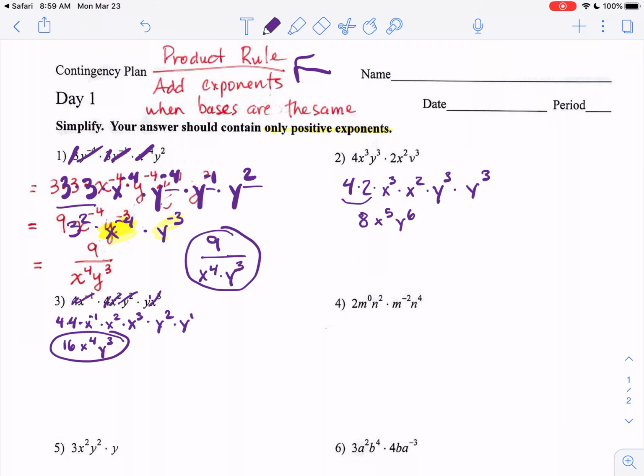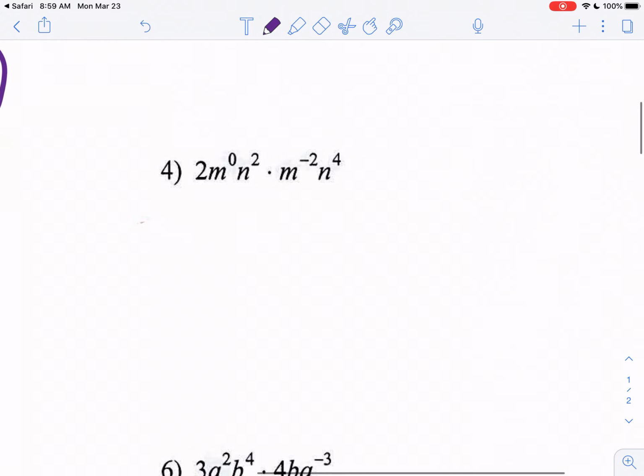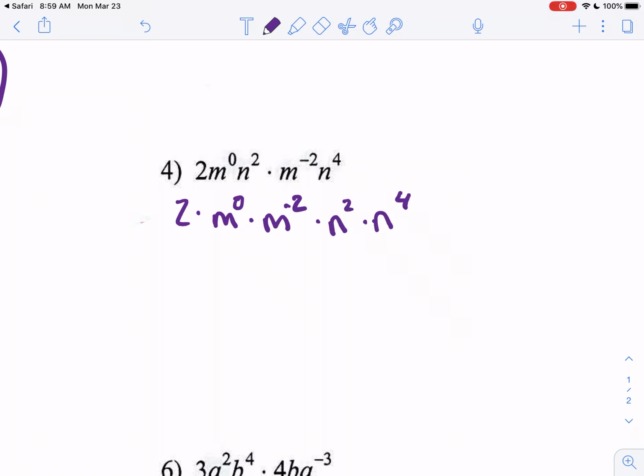All right, so next is the last one, number 4. And this one doesn't look too bad with combining things together, so I don't think I need to cross things off. So I'm going to write 2 times m to the 0 power times m to the negative 2nd power times n squared times n to the 4th power.